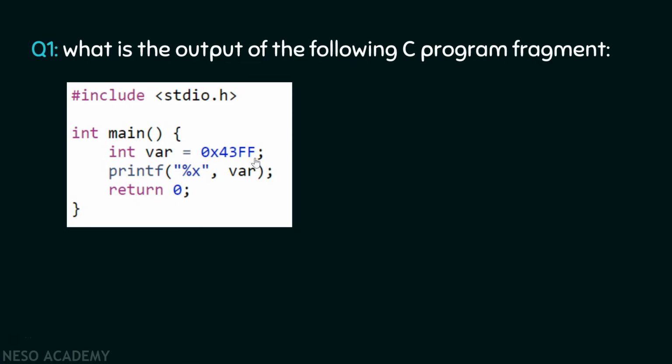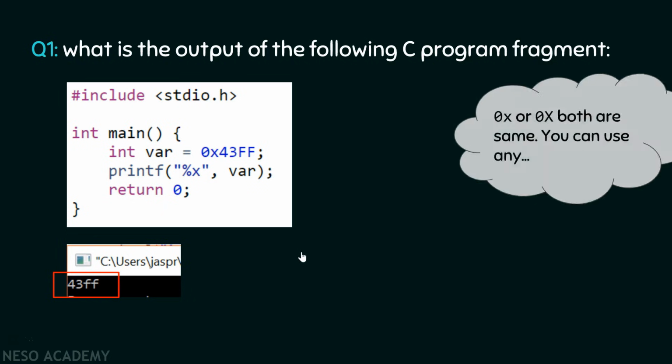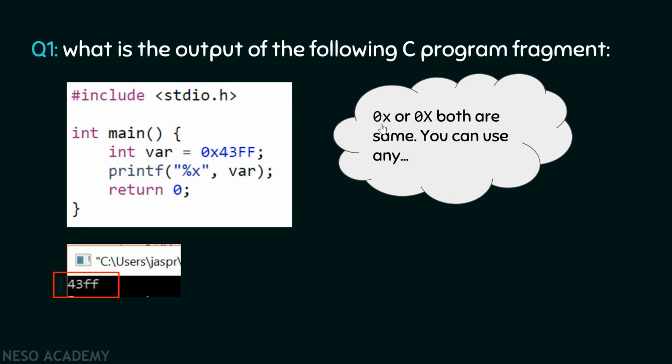And if we try to print this out, this is going to be the answer. 43FF. Okay? Now, one thing that you need to note here is that you can either write 0 small x or 0 capital X. Both are one and the same thing. You can write small x or capital X over here. There is no difference between these two things. You can use any of them. Okay? You can also write small f or capital F also.